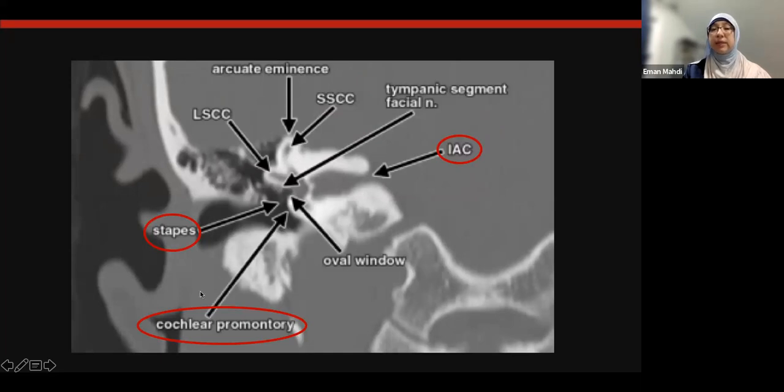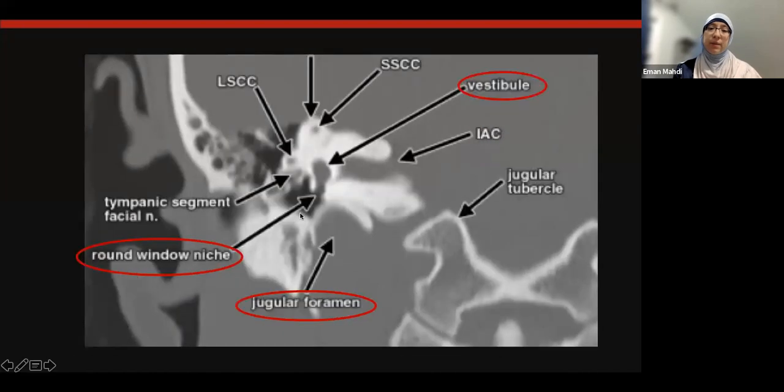What I want to say here, so that's the cochlear promontory, which is the same cochlear promontory where the basal turn of the cochlea sits, and the protrusion covering that area is the cochlear promontory. And then the basal turn of the cochlea connects with the vestibule, and the opening between the two is the round window, or what they call the round window niche.